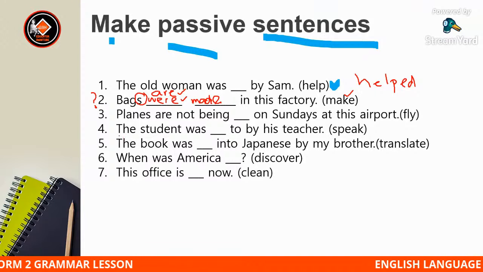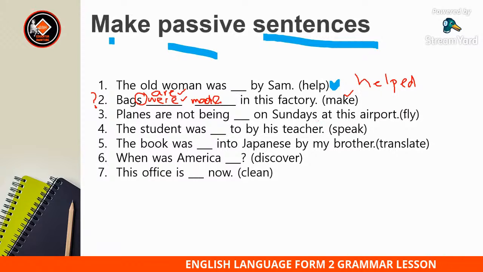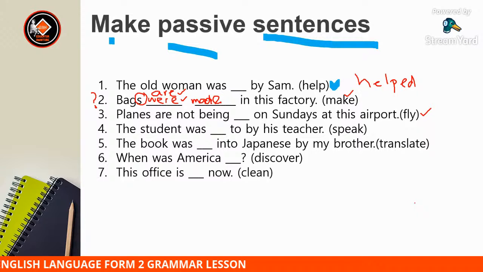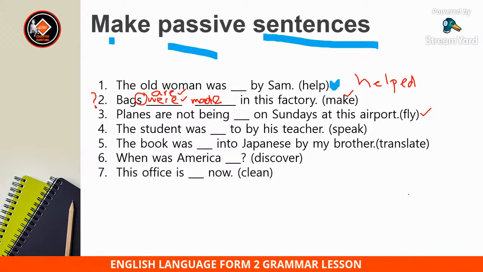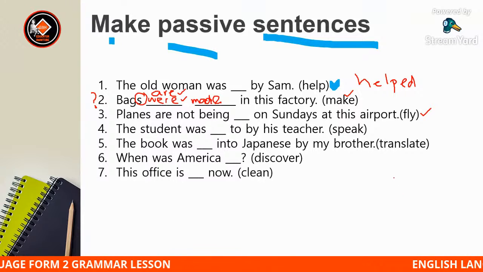Okay, number 3, planes are not being on Sunday at this airport. So the word is fly. So what is the past participle for fly? Flown. Okay, yes, good. Lava is wrong. You cannot say flew. Okay, Aida say flown. Daing is wrong. Flow. Okay, Khadija is correct.